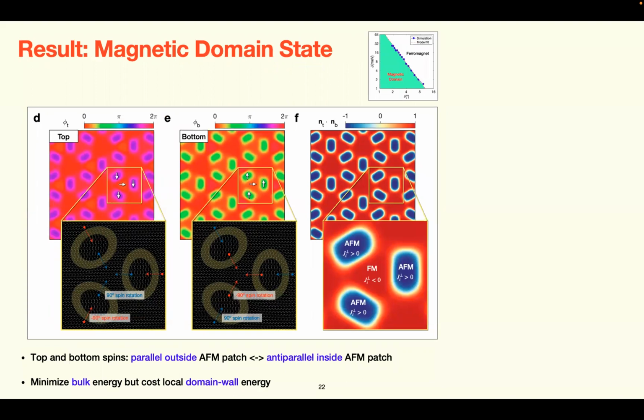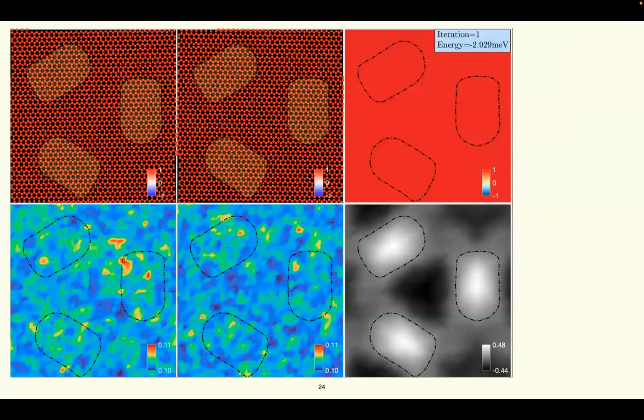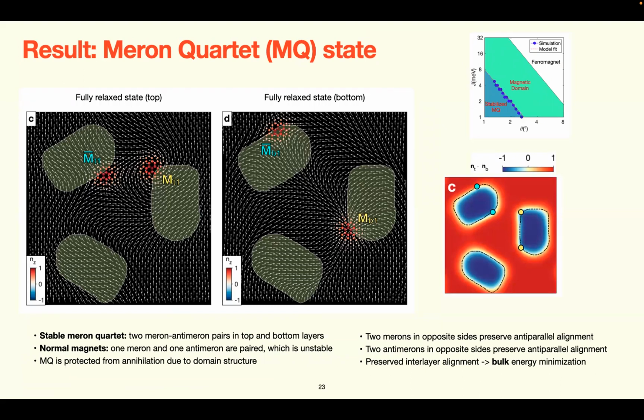We found two magnetic phases. This is the uniform ferromagnetic phase, and another one is the magnetic domain phase. This is quite similar to the easy-axis case, and you see there are some domains, and in this case, both layers exhibit some non-collinear order. There are some 90 degree spin rotations. So this is our main result.